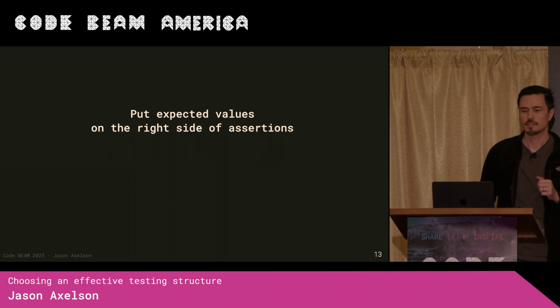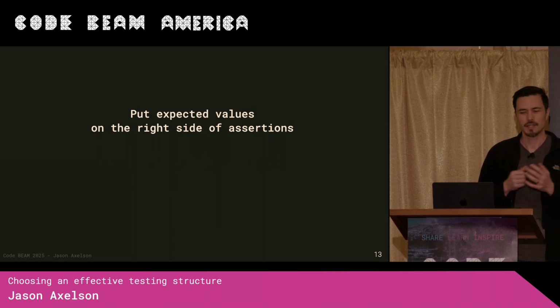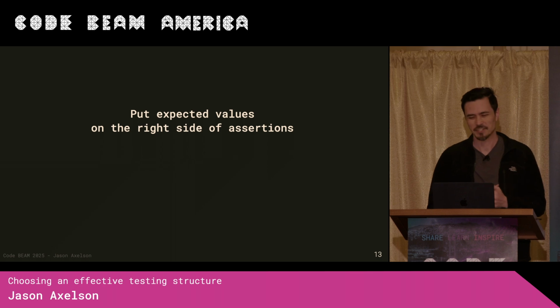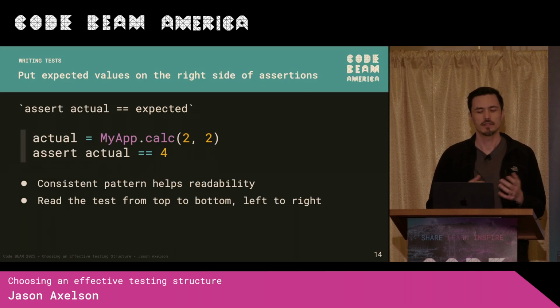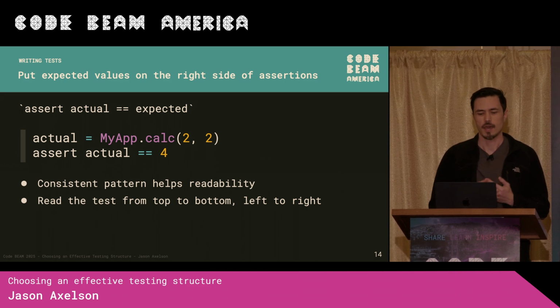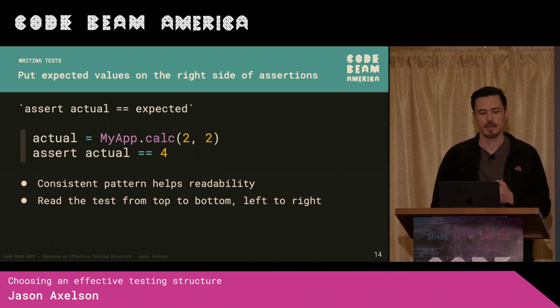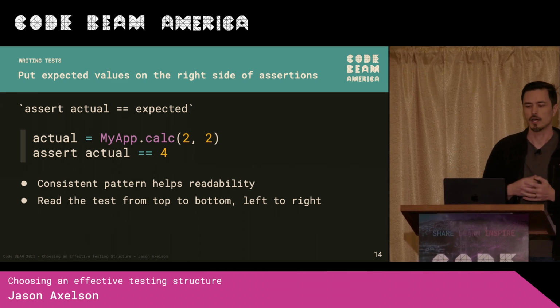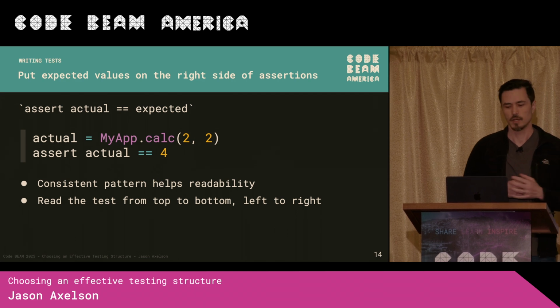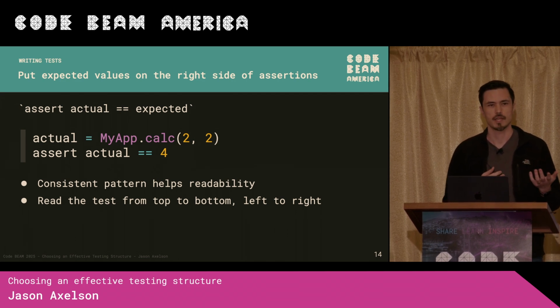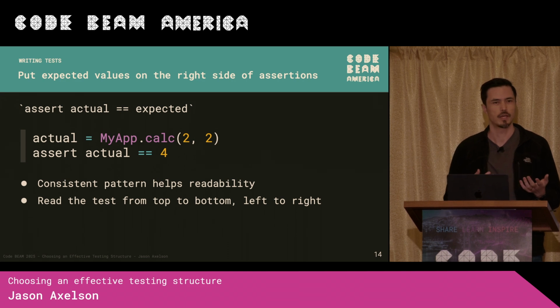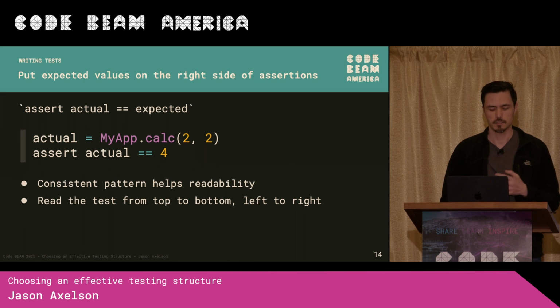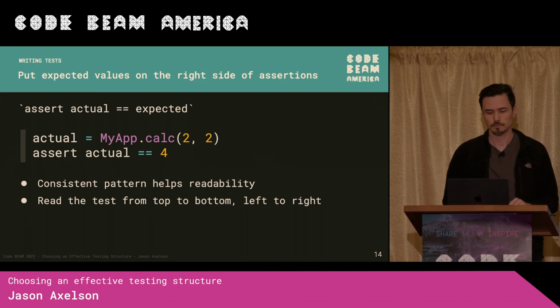My next tip, which is a little bit more opinionated, is to always put your expected values on the right side of assertions. And the way that looks is you have the assert, and you have actual on the left, and then expected on the right. And actual is what you're getting by calling your code under test. And you have, like in this example, assert actual equals 4. I like this because it's a consistent pattern, and that helps readability of tests because you know what to expect when you're reading them, or even when you're reading test output, you always know which is the expected, which is the actual. And it also helps you to read your test in a logical flow from top to bottom and left to right.